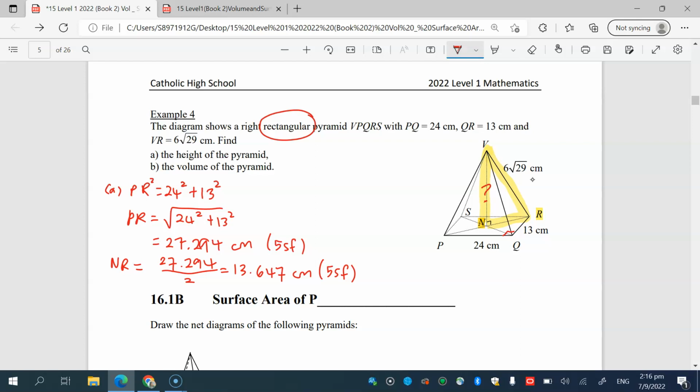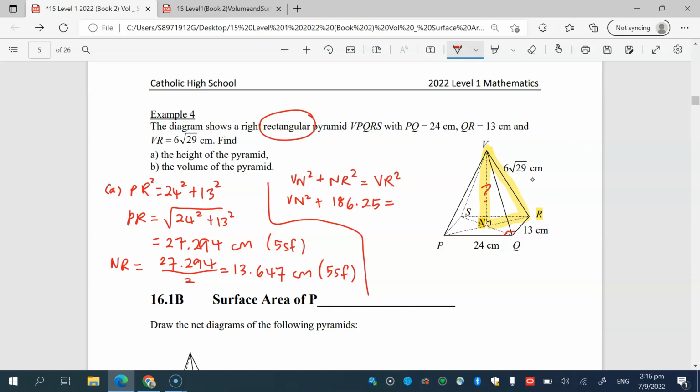That's your NR. Okay, so using that, I can find out what is VN, because VN square plus NR square equals to your VR square, using Pythagoras theorem for the yellow triangle over here. So VN square is what you need, which you don't know. NR square is this answer over here, 13.647. When you square it, your answer is actually 186.25.